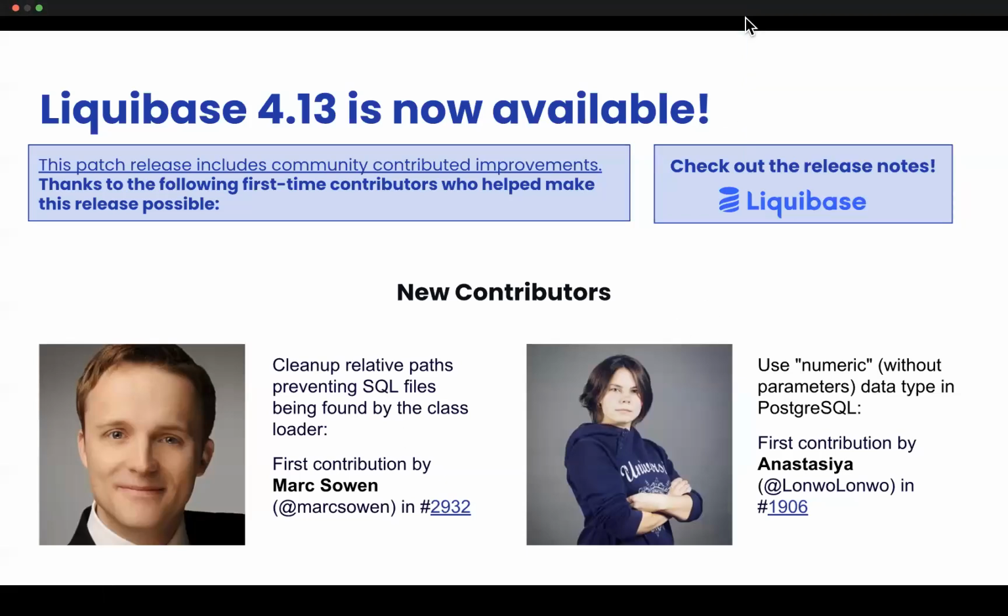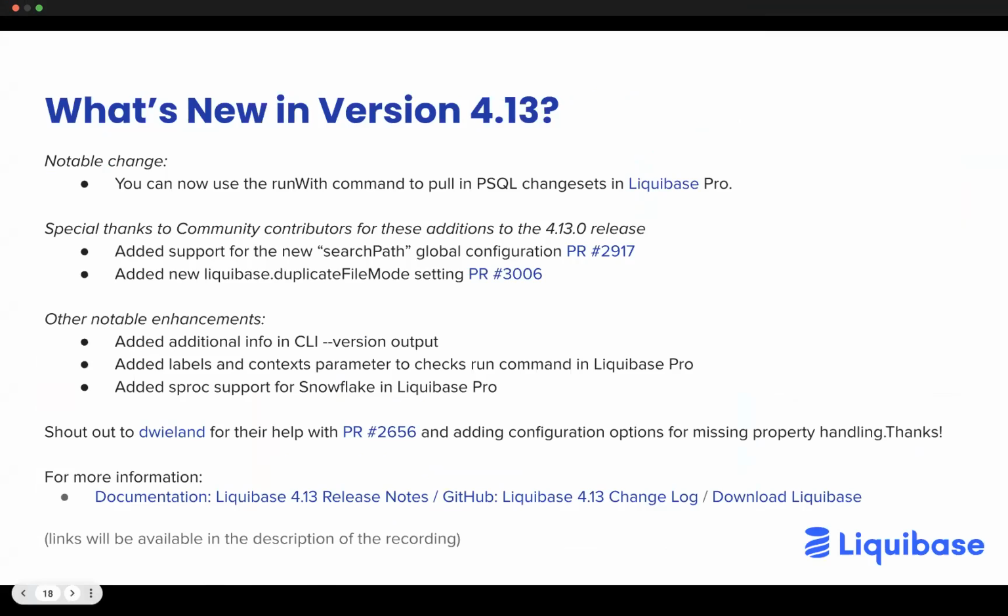So version 4.13 was released, I think, on Monday this week. So that has some new updates. We only had 2 new community contributors this time, but we really appreciate when our community helps out on GitHub and contributes to the open source project. So what's new in 4.13? The most notable change is probably the run with command update, the search path global configuration one, and the duplicate file mode setting. You can check out all of these updates in the release notes on the documentation site or on the GitHub in the changelog. These links will all be in the video description on YouTube too.